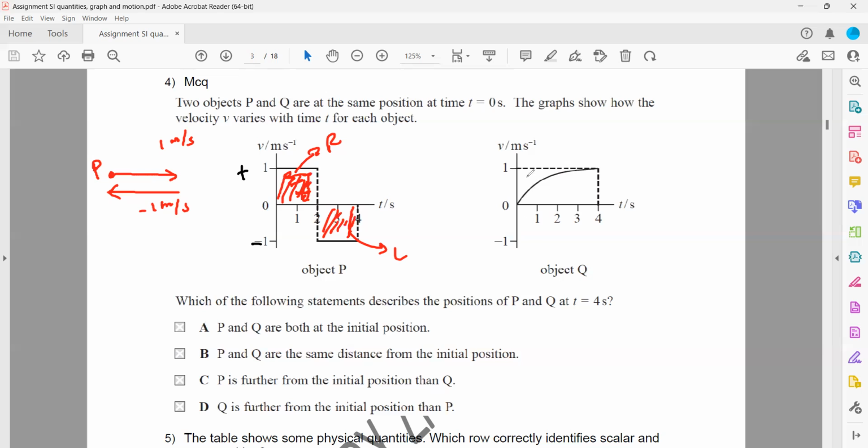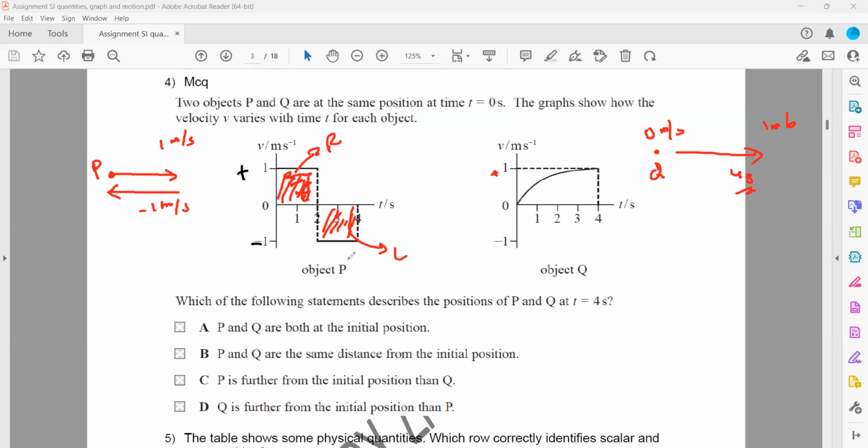But for this object Q, you can see it does not change the direction. Its velocity is increasing, but its acceleration is decreasing, because the gradient of this graph represents acceleration. It starts with 0 and maximum reaches 1 meter per second. For 4 seconds it moved, but it does not change the direction. As you can see, the positive velocity remains. It is not like first +1 and then -1.